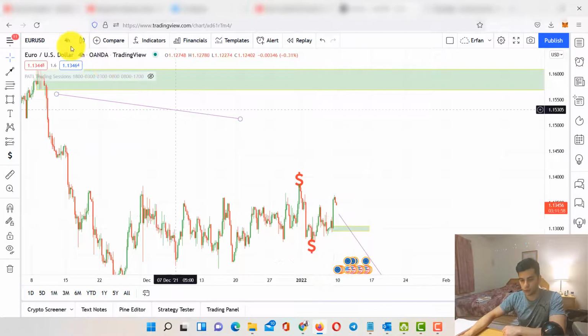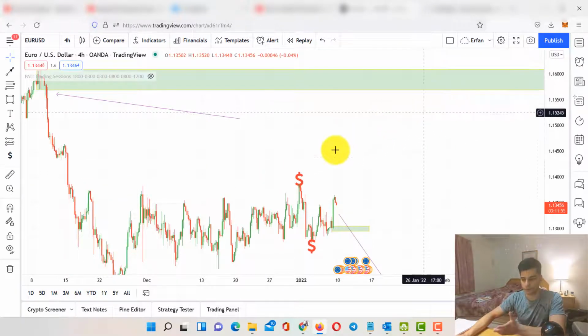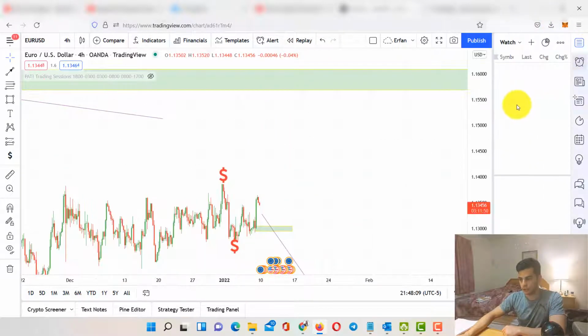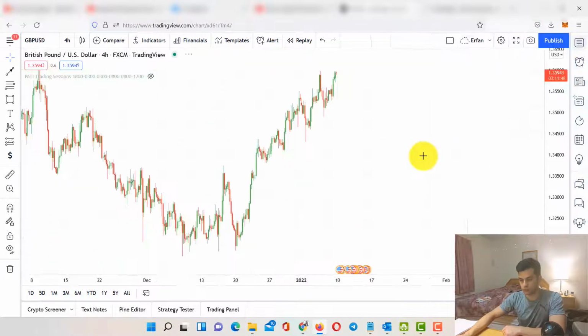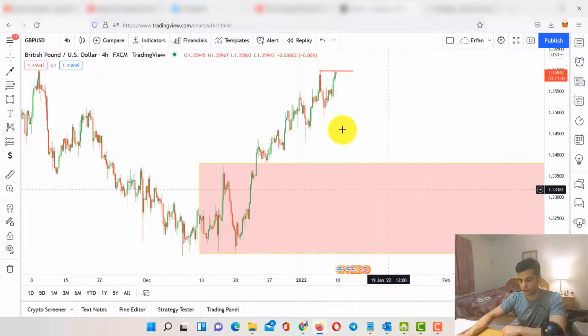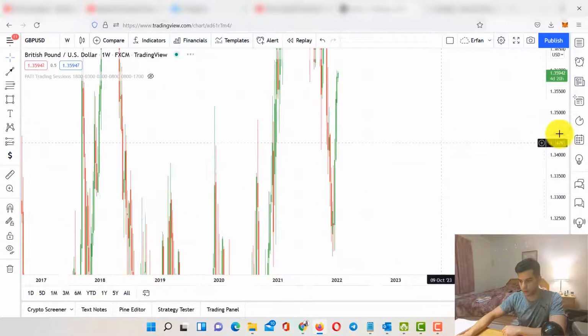So this is for EURUSD for weekly, daily, 4 hour. 5 minutes is for like New York session. I'm not going to analyze 5 minutes. Let's go to GBPUSD. For GBPUSD, I'm going to go for weekly to see what we have right now.